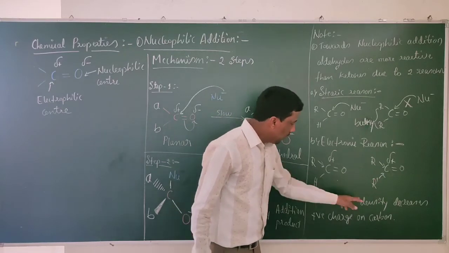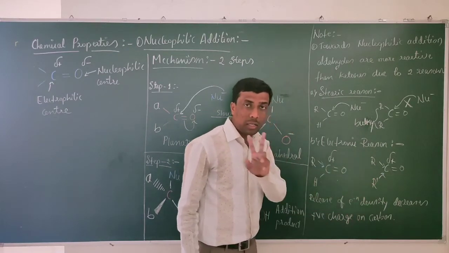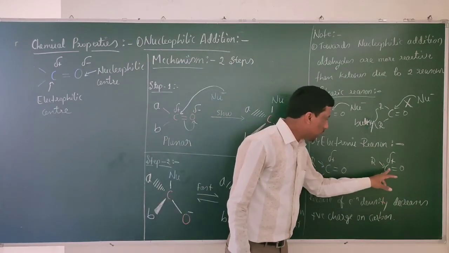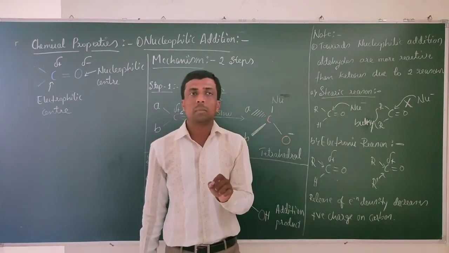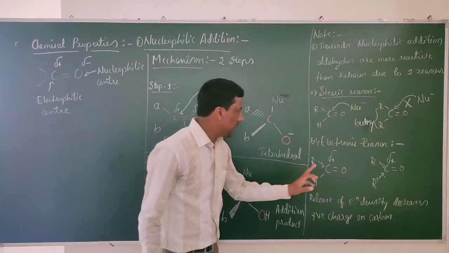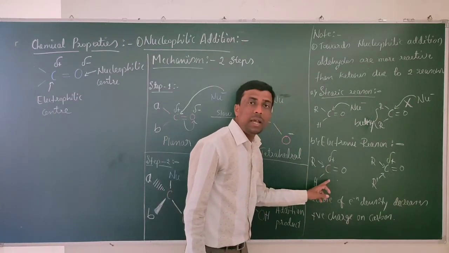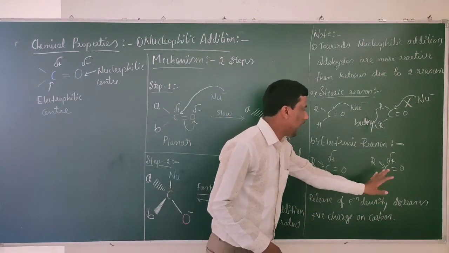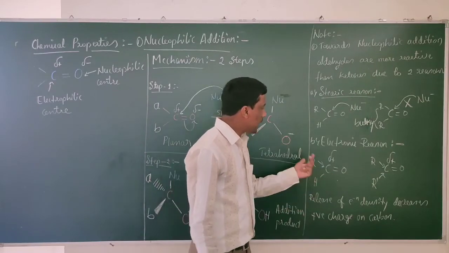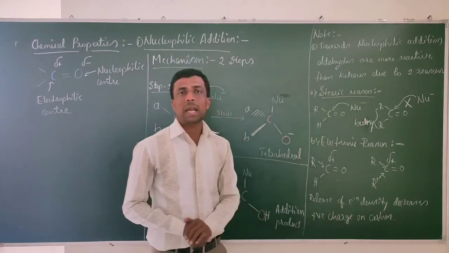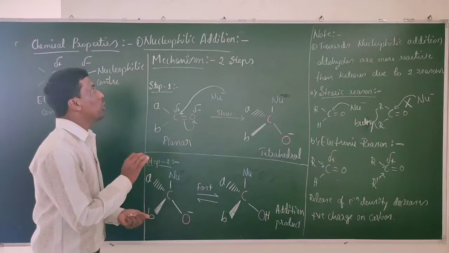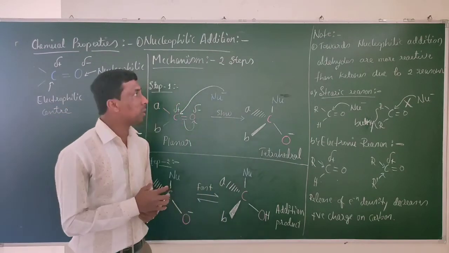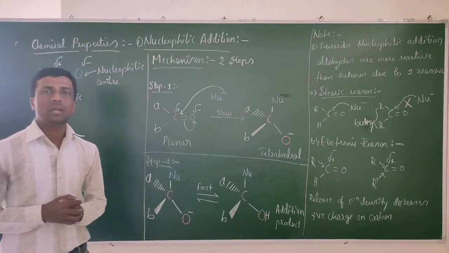In a ketone there are two such groups, in an aldehyde only one. Therefore, in the case of ketone, the positive charge on the carbon will be decreased to a greater extent than in aldehydes. Since the positive charge is much lower than in aldehydes, the nucleophile will not attack it easily. So for these two reasons, the aldehydes are more reactive towards nucleophilic addition reactions than the ketones. This is about nucleophilic addition reactions.